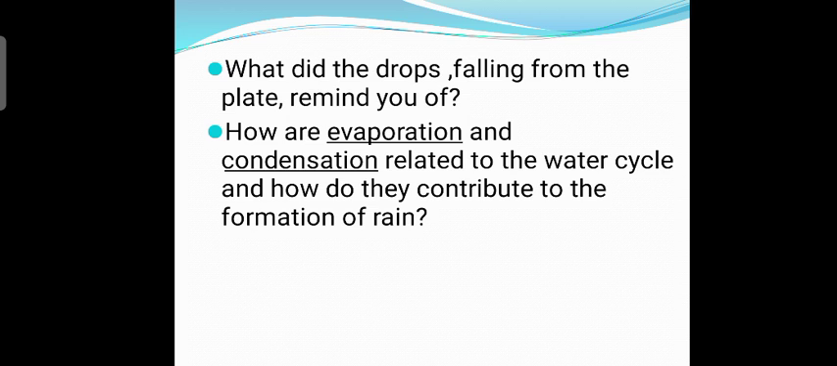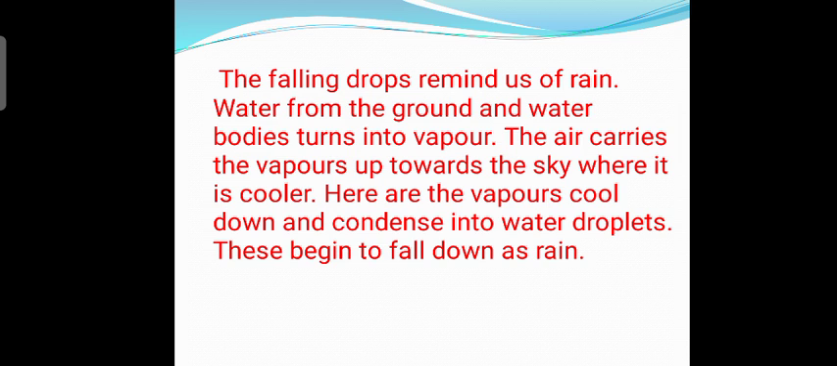Students, these two words, evaporation and condensation, you might have heard in the previous classes when you discussed about water cycle. So now let's see them in detail. The falling drops remind us of rain. Water from the ground and water bodies turns into vapor by the heat of sun. The air carries the vapors up towards the sky where it is cooler. Here the vapors cool down and condense into water droplets. These begin to fall down as rain.